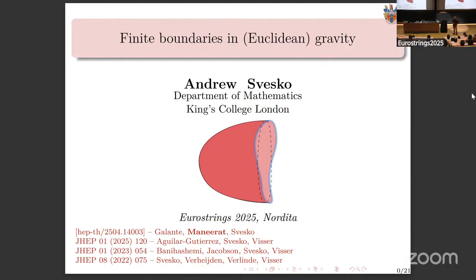Boundaries play a foundational role in physics. This is particularly the case in gravitational physics, where even the notion of conserved charge and mass requires a boundary. And of course, to have a microscopic interpretation of gravity, the time-like boundary of AdS has proven important in the context of holography. So today, what I'm going to be telling you about is recent developments on finite boundaries in gravity. And this is based on my work with my colleagues here.